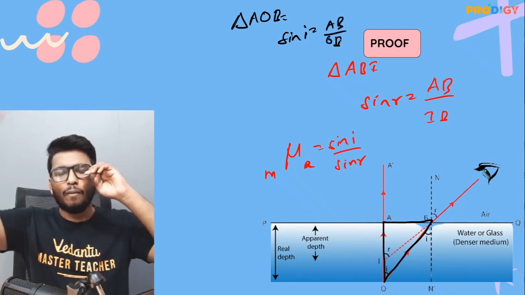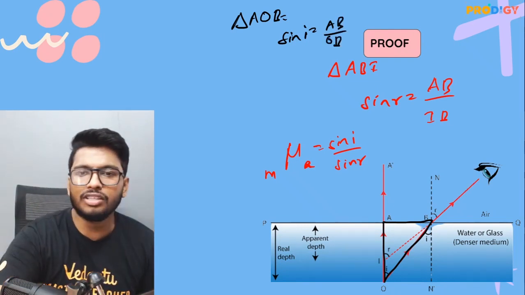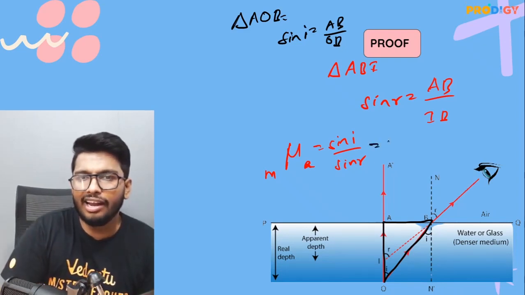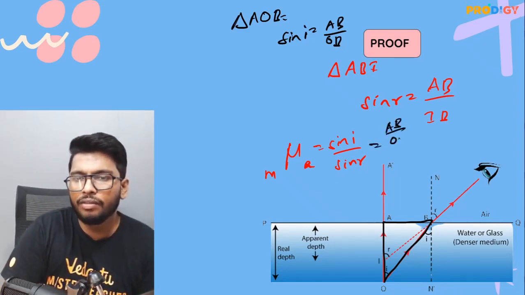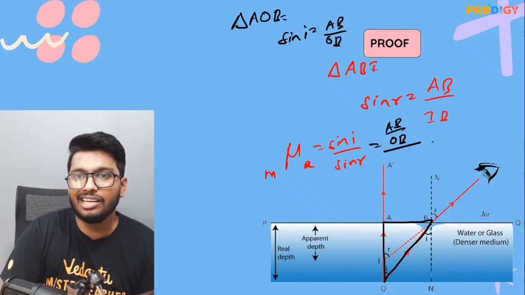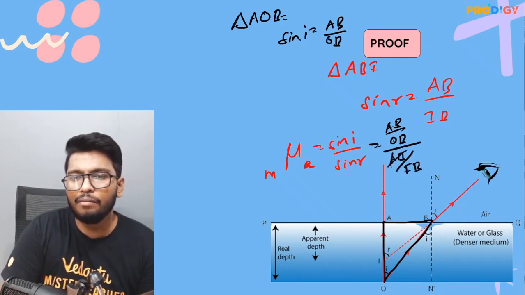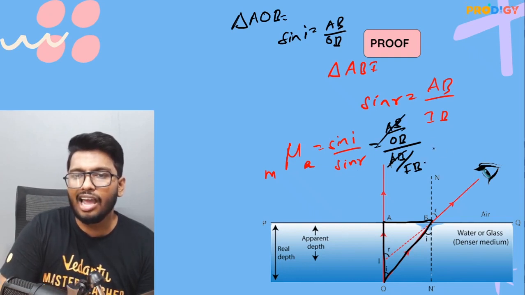That is opposite by hypotenuse. So I'm just going to substitute that value over here. So I get it as AB divided by OB, whole divided by sin r, which is what? AB by IB. AB divided by IB. Now AB will get cancelled. IB will go to the numerator.